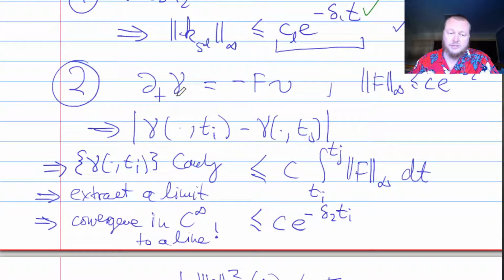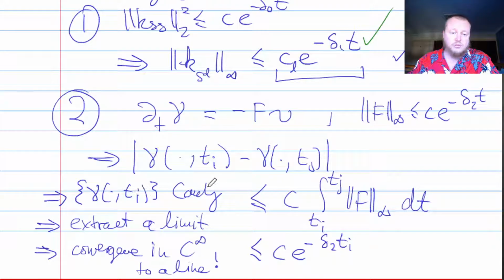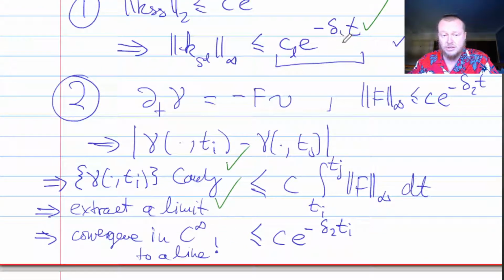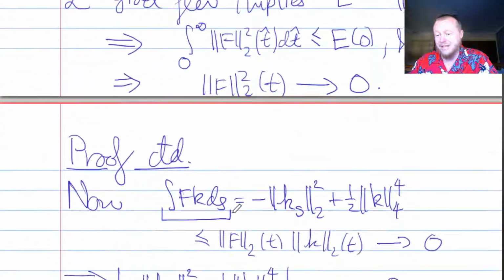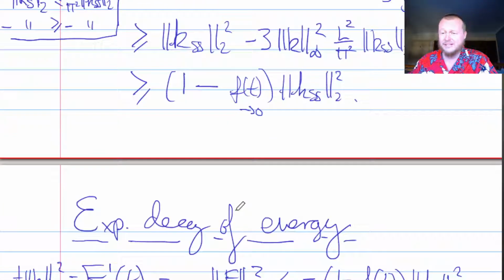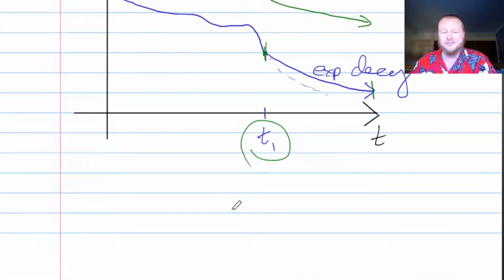And then you do a similar thing, exactly the same thing actually. You just integrate the flow equation. You have exponential decay on the speed, so you get a Cauchy sequence. You can get existence of a limit, which is going to be a straight line because of all of these estimates. And that's it. That's the end. We proved it, finally.